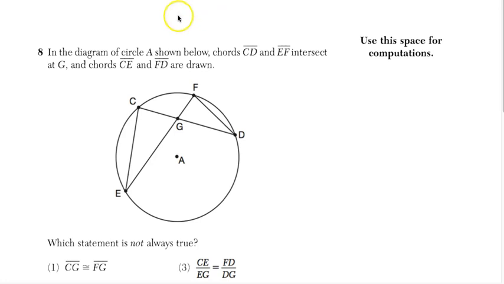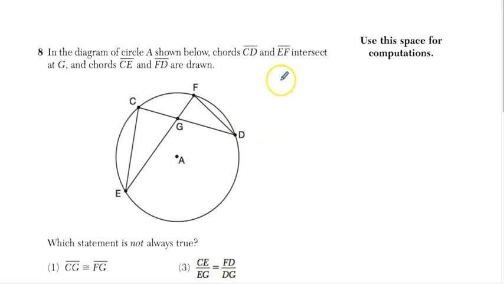Let's get this going. So in this one it says, in the diagram of the circle A, chords CD and EF intersect at G, and CE and FD are drawn. And so it's basically just describing this picture. Which statement is not always true? Well, this is all we have right here. We're not working with much.